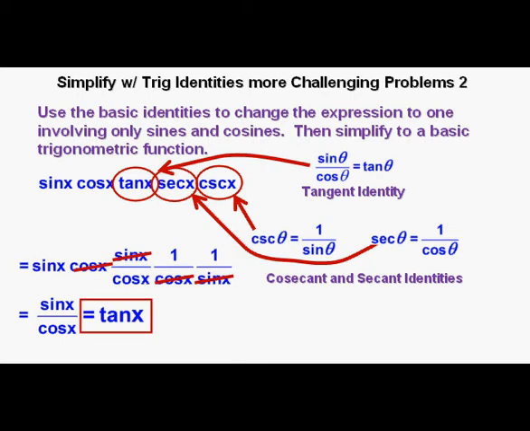Now this one was pretty easy. Who called this problem 1? That was more challenging? Well, I did.